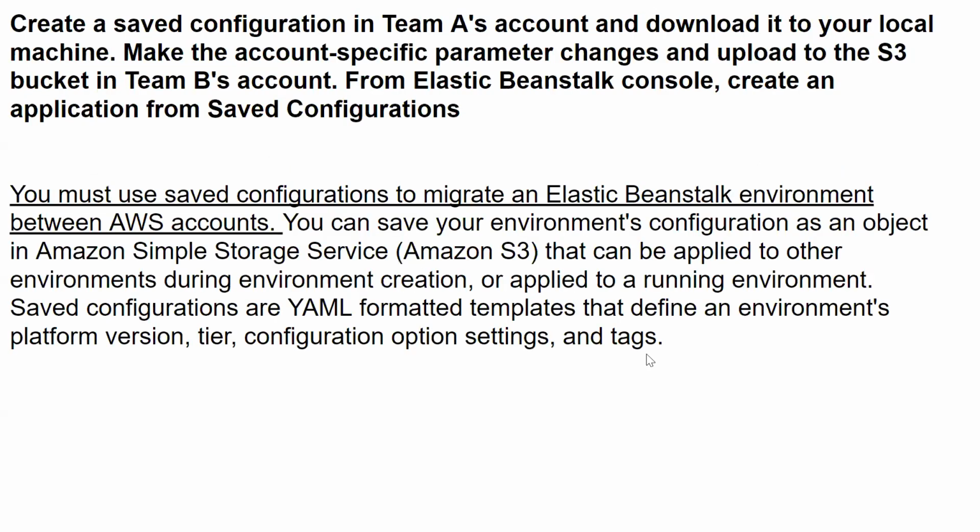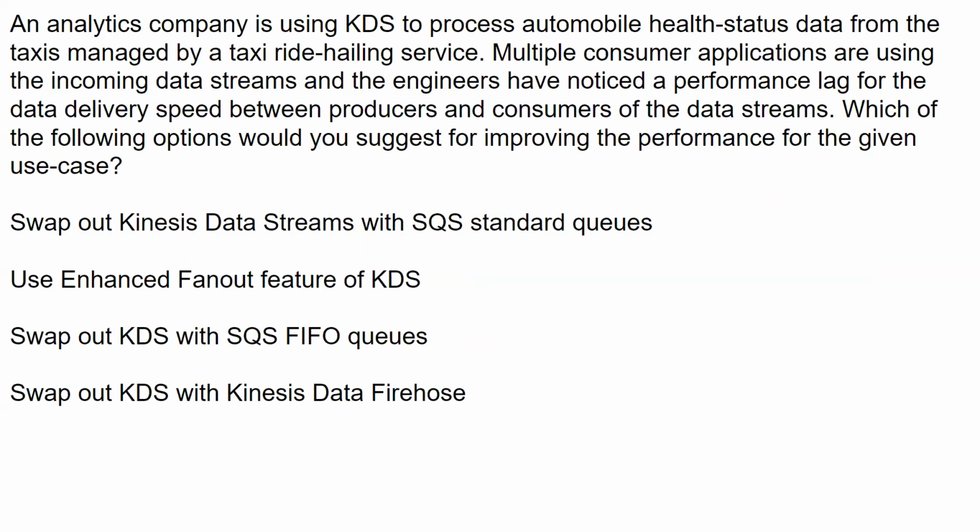Create a saved configuration in Team A's account and download it to your local machine. Make the account specific parameter changes and upload to the S3 bucket in Team B's account. From Elastic Beanstalk console, create an app from saved configurations. You must use saved configurations to migrate an Elastic Beanstalk environment between AWS accounts.